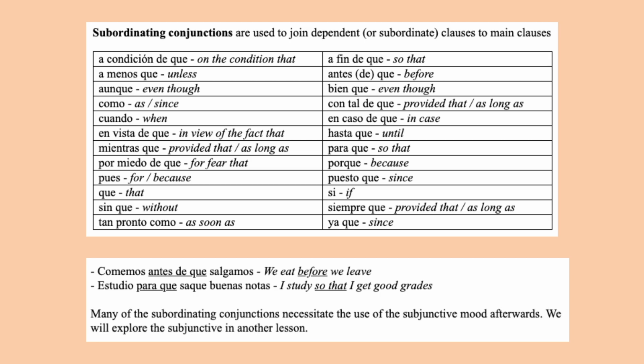Now, if you are familiar with the subjunctive, you will notice that the verbs salir and sacar in those two examples are conjugated in the present subjunctive. Many subordinating conjunctions do necessitate the use of the subjunctive mood afterwards. Later on in Unit 2, we will explore the subjunctive and its uses in more detail.